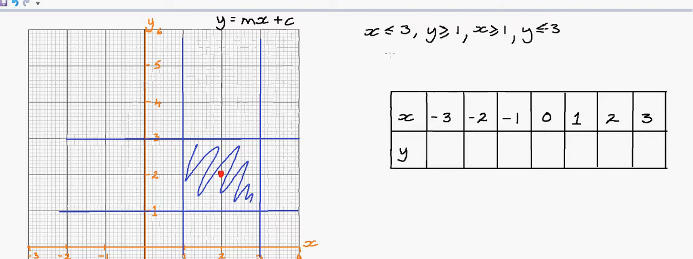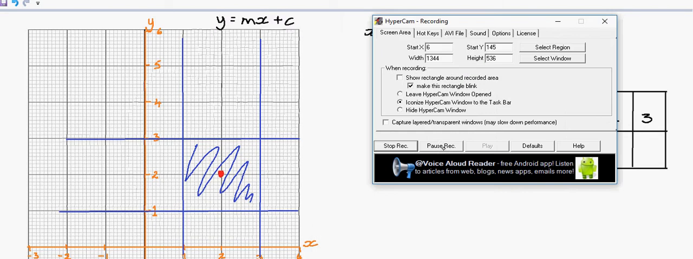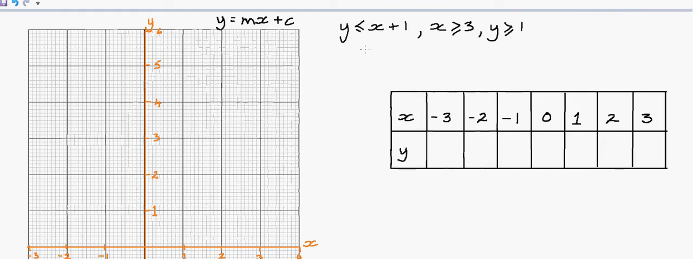Okay? So I'm sure you're sitting there going, yeah, that's fine, Tel, but they put slope lines in. Okay, so bear with me. Okay, I'll clear the screen and we'll do one with some slopey lines. Okay, so we've got a slopey line. So y is less than or equal to x plus 1. X is greater or equal to 3. Y is greater or equal to 1. So to draw the lines, we ignore the signs and we just put equals. So y equals x plus 1, x equals 3, y equals 1.